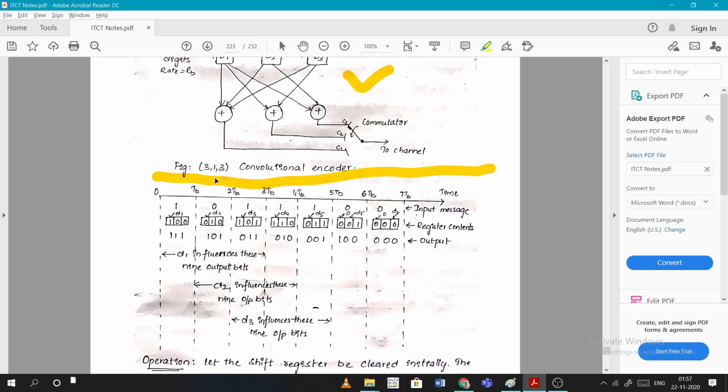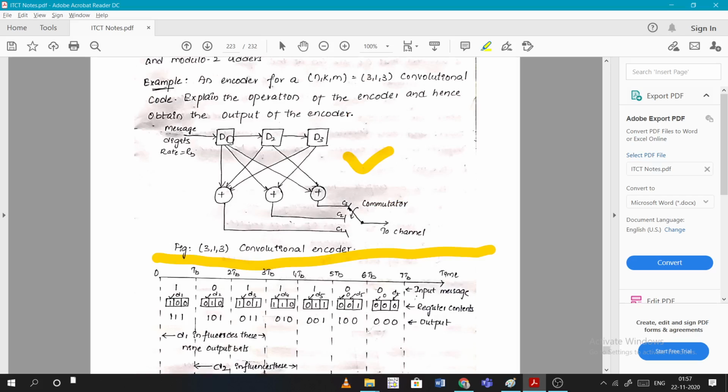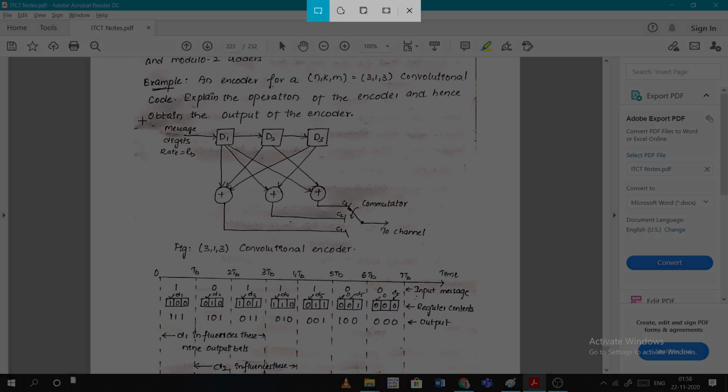Here, in the diagram, there will be 3 flip-flops, D1, D2, D3, connected to these modulo-2 adders. The data will be entered one by one. Initially these flip-flops will be initialized to 0, all zeros.